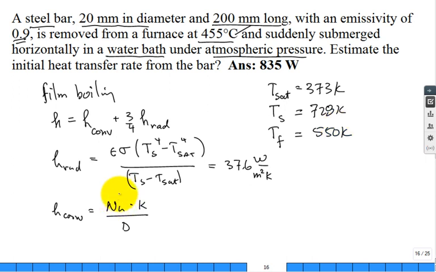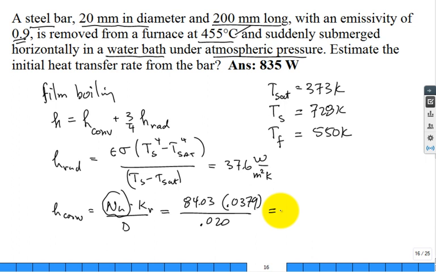So you calculate this Nusselt number. This is of the vapor. And when I make the calculation, the Nusselt is 84.03. The thermal conductivity of the vapor is 0.0379. The diameter 0.020. And we get a convection coefficient that's about 159. What are the units? Watts per meter squared Kelvin. We then can get this effective h. That effective h rolls in at 187 watts per meter squared Kelvin.